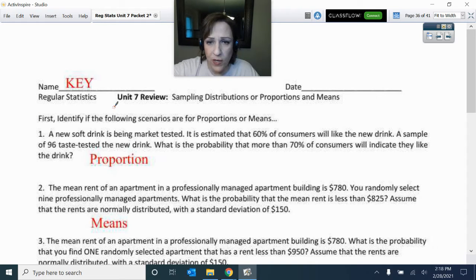So here we go. When I read this first problem, I see that it's talking about estimates of 60%, and we want to have this sample of 96 greater than 70%. So I see these percentages. That to me tells me it's a proportion problem. So this second one automatically, straight off the bat, tells me an average amount of this, and later I see it gives me a standard deviation. So if they're giving you an average and a standard deviation, then it's probably a mean problem.